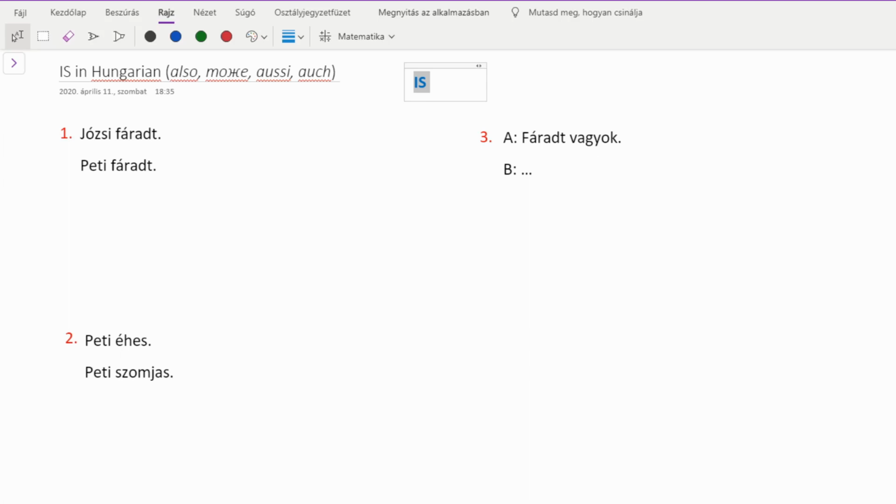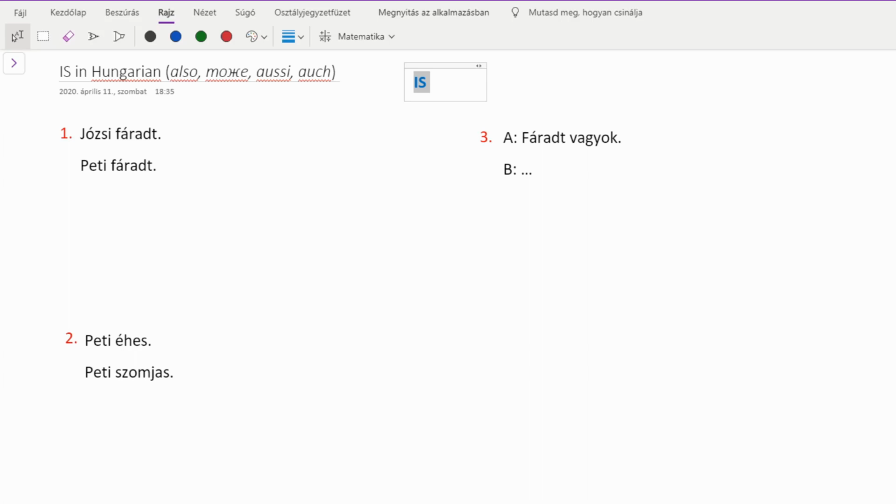Fáradt means tired. So this means that the first person Józsi is tired, Peti is tired, and you want to express that Peti is tired too. So let's see how we express this in Hungarian. In English, you would say that Peti is tired too. But this is not so obvious in the Hungarian language.